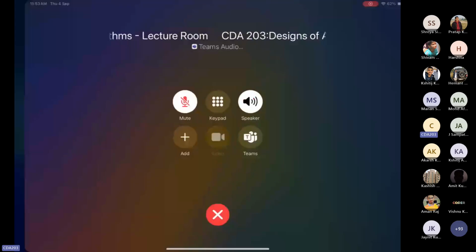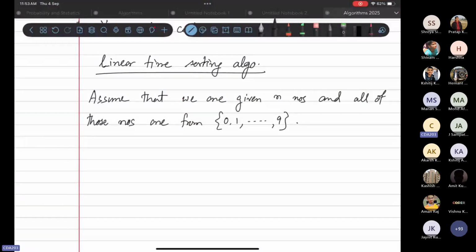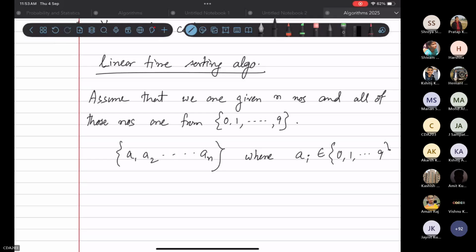So if I rewrite this, this is my input as before. And what's the assumption? The assumption is that all of these A_i are from this set. Now, in this setting, can I sort these numbers?